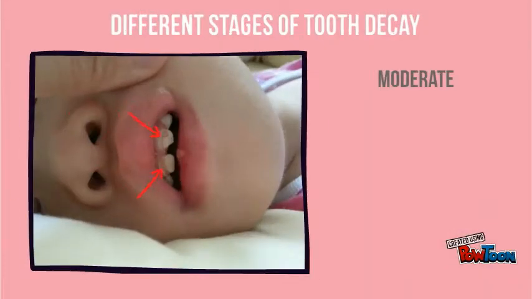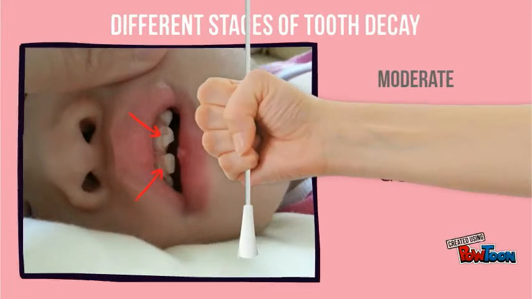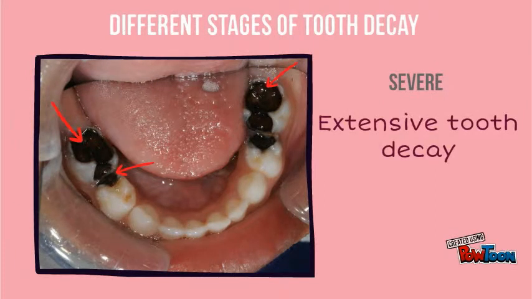It can progress to moderate stages where there are large areas of obvious tooth decay which can be unsightly. In severe stages, tooth decay can result in extensive tooth destruction.